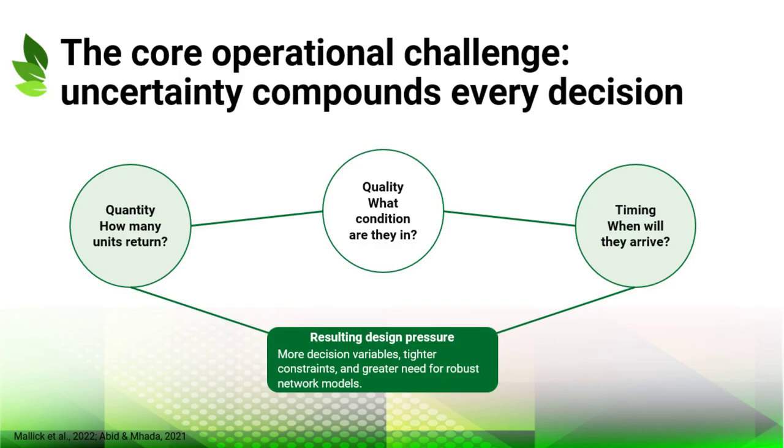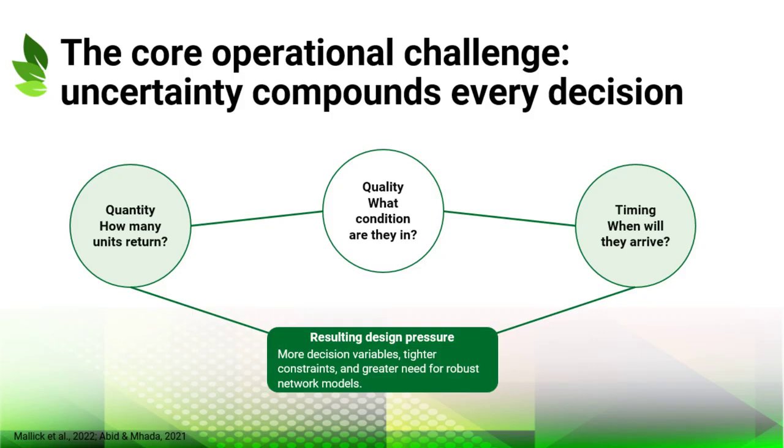The central operational challenge in reverse logistics is uncertainty, and this uncertainty compounds across decisions. Quantity uncertainty asks how many units will return, which affects capacity, labor, transport, and inventory planning. Quality uncertainty asks what condition those units will be in, which determines whether they can be reused, repaired, remanufactured, recycled, or disposed of. Timing uncertainty asks when returns will arrive, which affects responsiveness and the ability to preserve residual value.